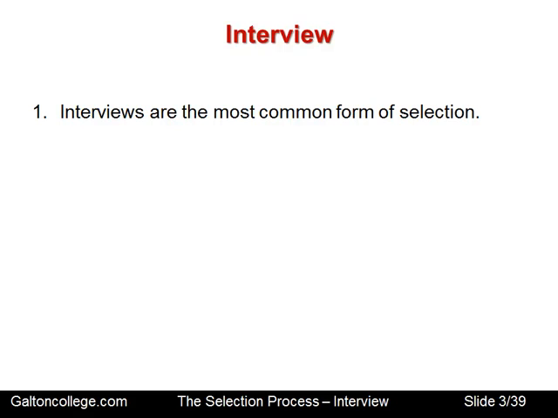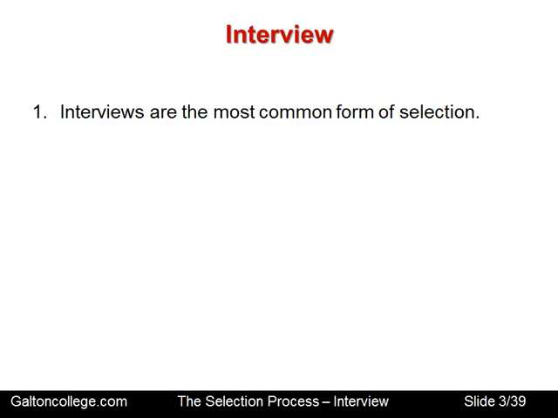Now, this is the most common form of selection. It's, I suppose, easily done. It's easy to set up. The candidate is invited to the company, let's say, and is interviewed, is questioned about his or her past experience, work experience, and perhaps also their education, and a general idea about the person is taken on board. So it's not a very sophisticated approach, but it is the most common form.